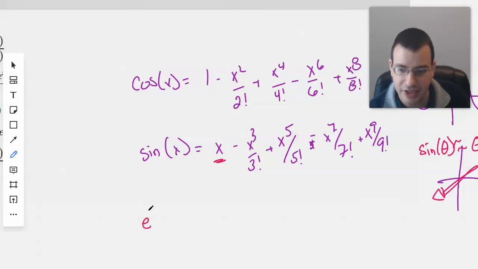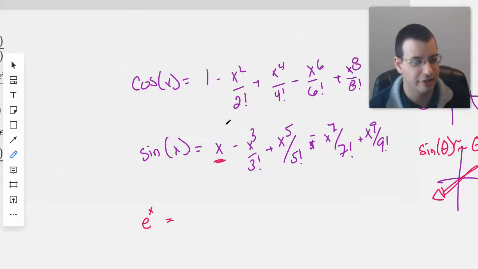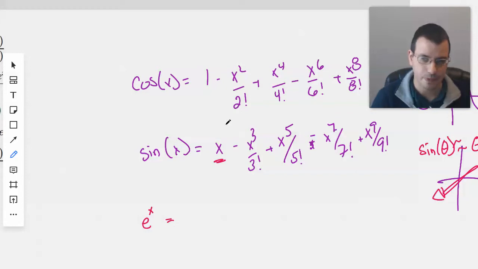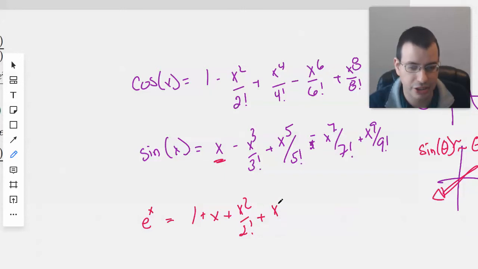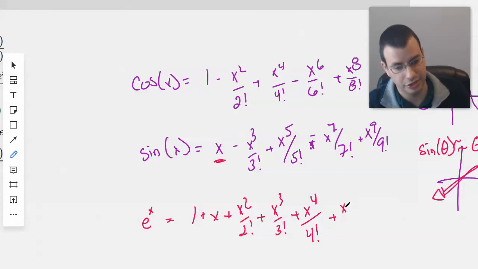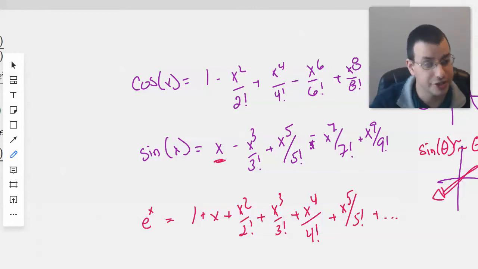And then you have e to the x, which is basically sine of x and cosine of x added together, but it's all positive values. So you start with the smallest one, which would be 1 plus x over 1 factorial plus x squared over 2 factorial plus x cubed over 3 factorial plus x to the 4th over 4 factorial plus x to the 5th over 5 factorial, and so forth. All positive values.